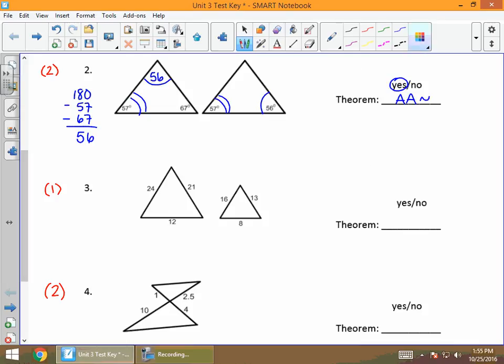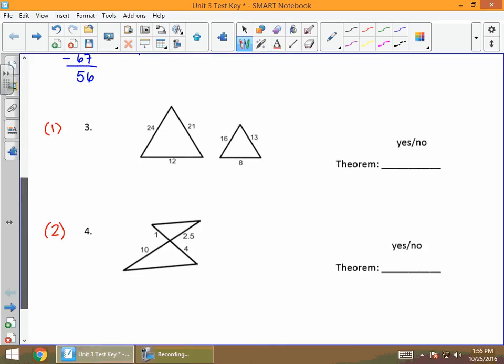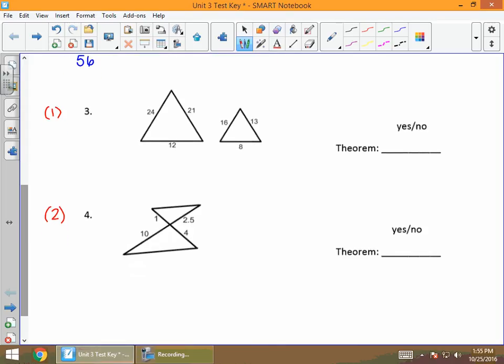Okay, number 3. Don't know anything about the angles in number 3. I just have sides, so I'm going to check for the proportion of sides. There are 3 sides, so I'll give you 3 fractions. I'll go small to large over here in triangle number 1. Small to large would be 12 is the smallest side, then 21 is the second smallest, and then 24 is the largest. Now I'll come over here to triangle number 2. Smallest side is 8, and then 13, and then 16.